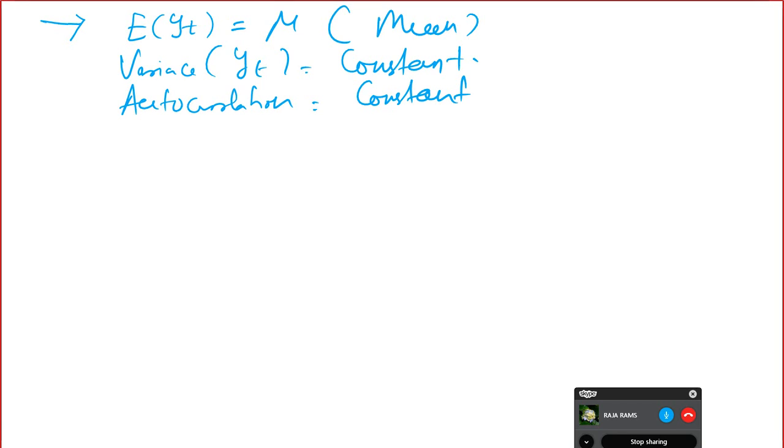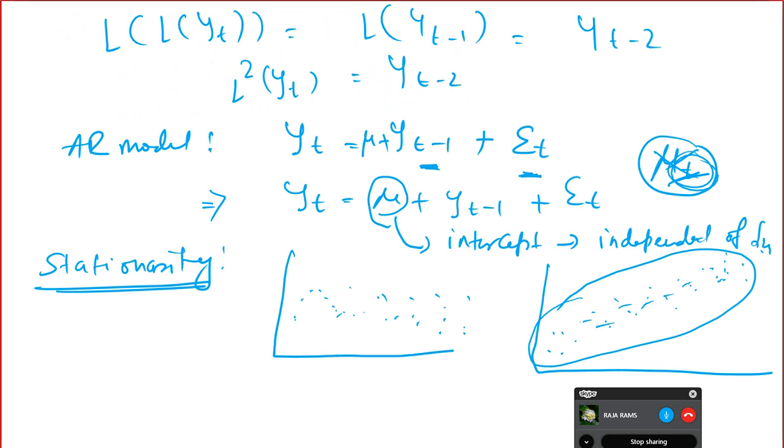If you look at the data, no matter which section you take, if you take this part or this part, the mean in this case is exactly the same as the mean here, right? But if you take this, the mean is here. If you take here, the mean is here. So the mean changes, so this is non-stationary data.